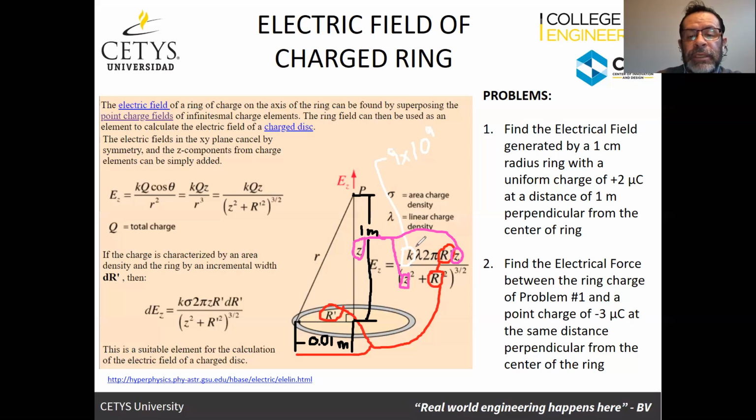And what is lambda? Lambda is the linear charge density, which is basically the amount of charge that we have around the ring, the density of charge in the ring, the linear charge density. So what would be the linear charge density in this case? How do we calculate that? Q over L or what? It would be Q over L.